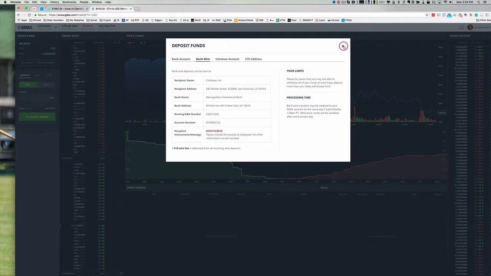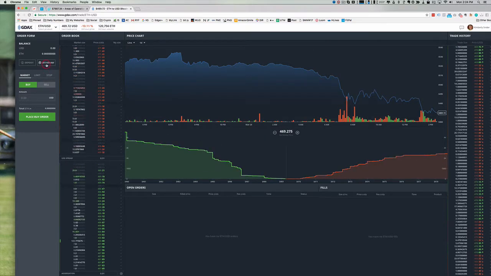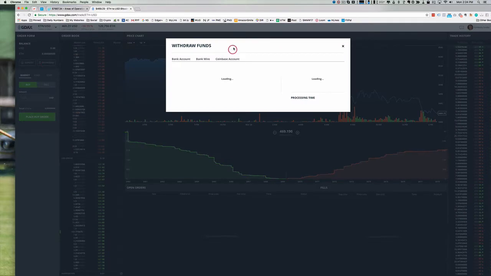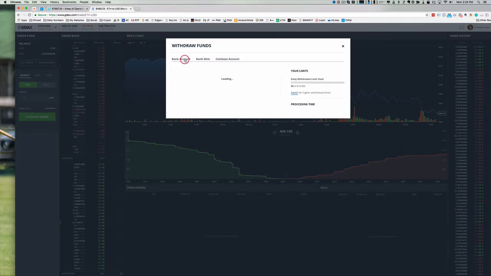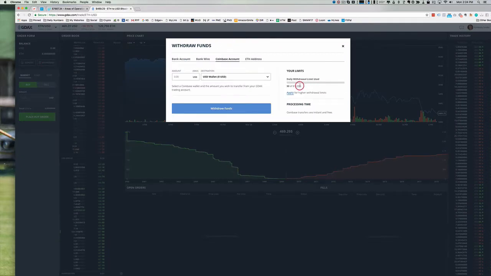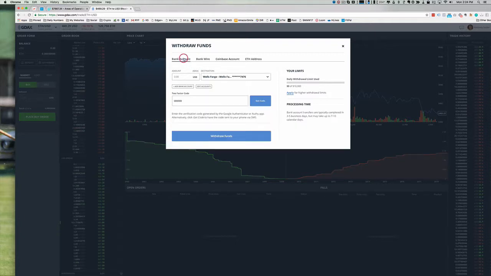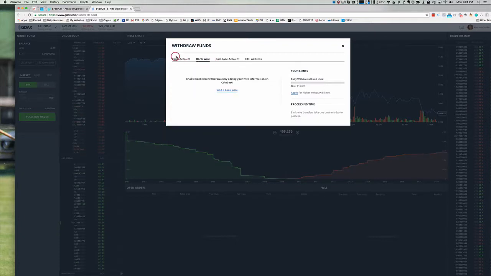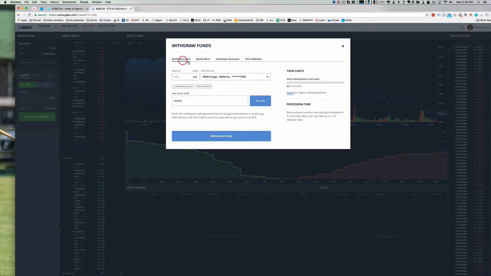So that's how you deposit funds. That is also, by the way, if you had sold something and then later you wanted to withdraw it and put it in your bank account, you would do the exact same thing. There is a $10,000 daily withdrawal limit. You could also do a wire, but which bank account do you want to send it to, and do it that way, and that will allow you to withdraw your funds.